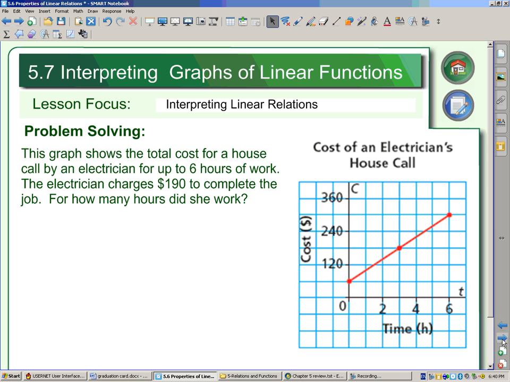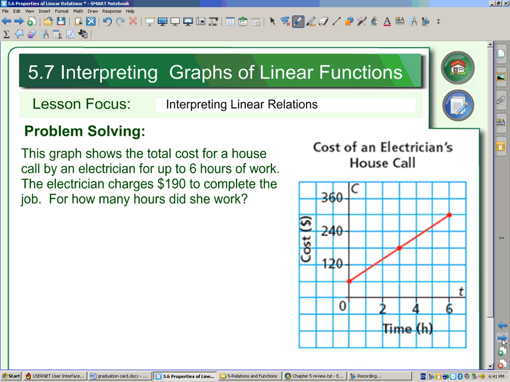Well, let's see if this one's any easier. And probably not. The graph shows the total cost for a house call by an electrician for up to 6 hours of work. So when they come and when they leave. The electrician charges 190 to complete the job. How many hours did she work? Well, I'm going to change this around. I'm going to ask a couple of questions first.